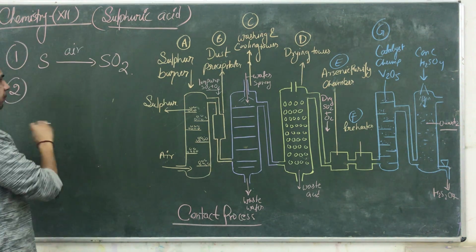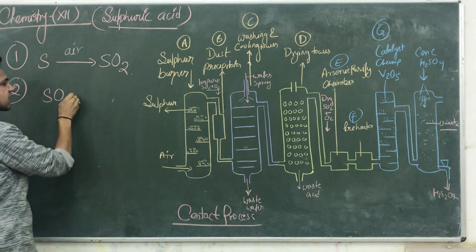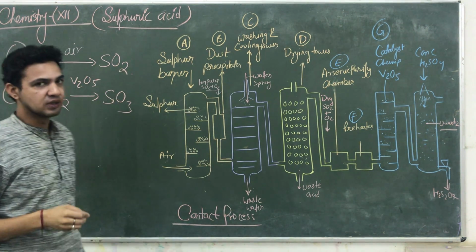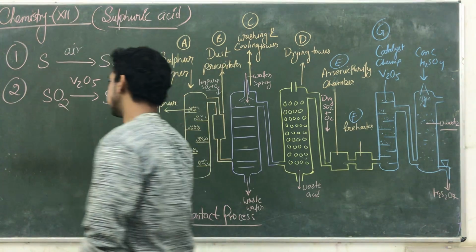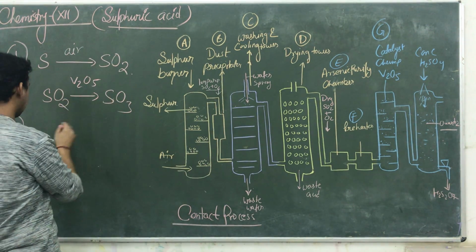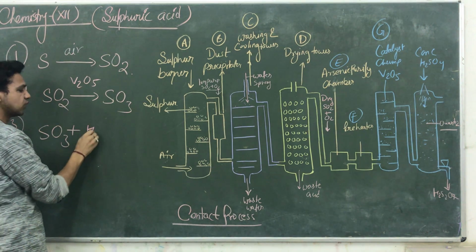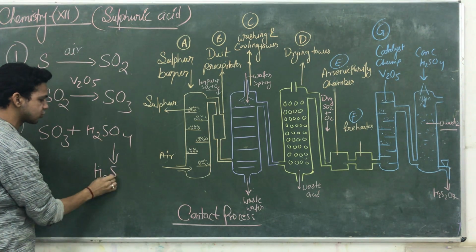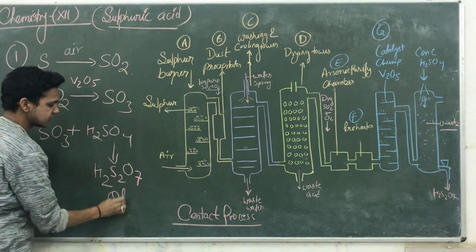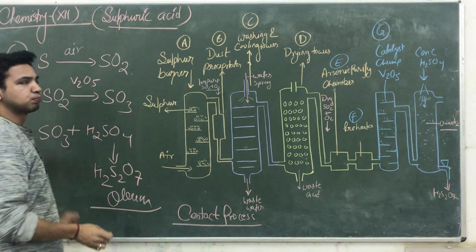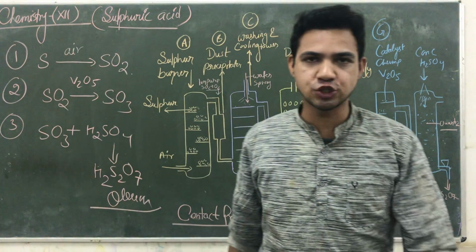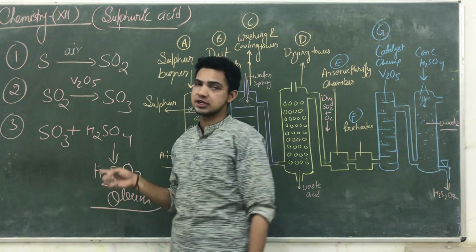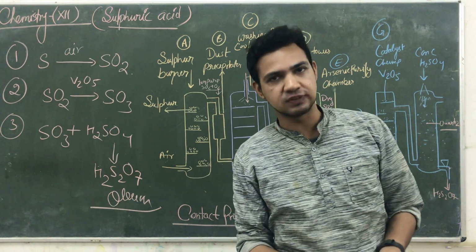In the second step, what happens? A large amount of sulfur dioxide is converted into sulfur trioxide in the presence of V2O5. That is another important step. And the third step is that a large amount of SO3 is treated with sulfuric acid, H2SO4, and it is converted into a very important compound, H2S2O7. This is known as oleum. This freshly prepared oleum is known as fuming H2SO4, or concentrated H2SO4. So these three steps are required to complete the preparation of sulfuric acid.